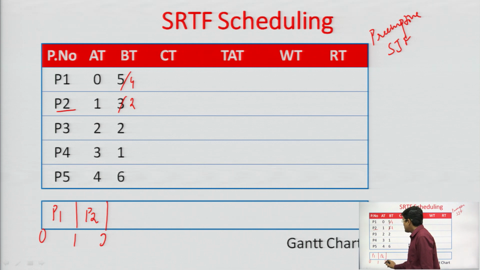the P3 process also arrives. So, now we have 3 processes to compare: P1, P2 and P3. P1 has a burst time of 4, P2 has 2 and P3 has 2. So, there are 2 processes which are the shortest ones, P2 and P3.